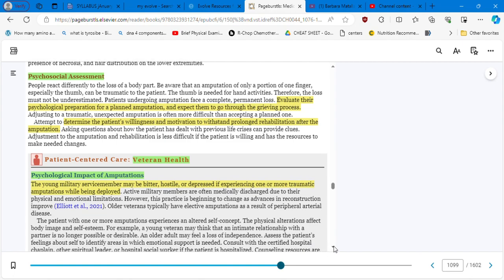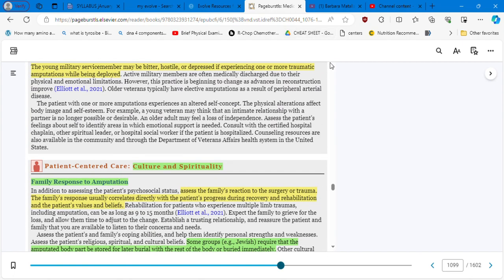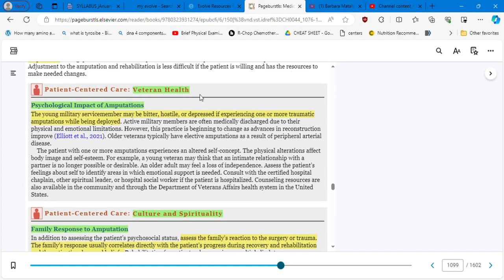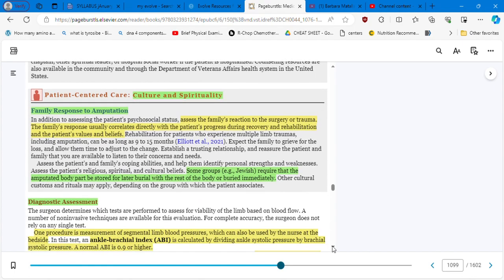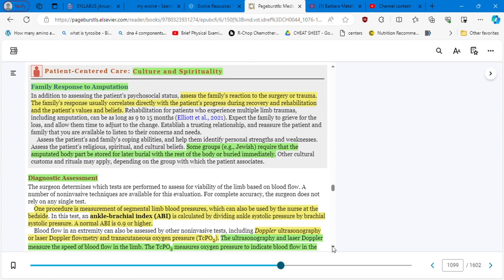Let's go back to veteran health. Psychological impact of amputation. The young military service member may be bitter, hostile, or depressed. The young military, of course, if experiencing one or more traumatic amputations while being deployed. This is very sad. Culture and spirituality, family response to amputation.